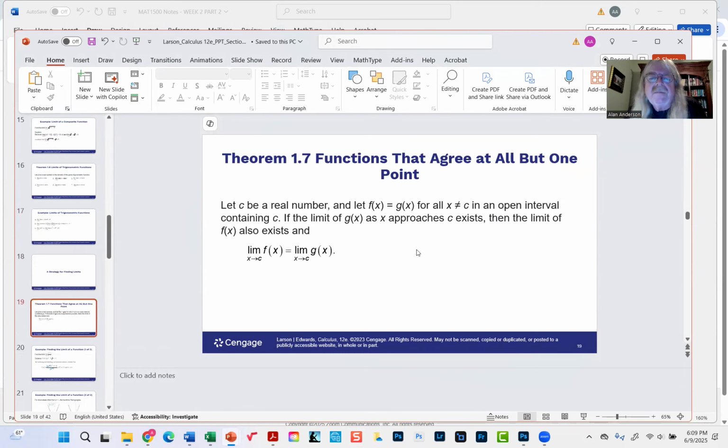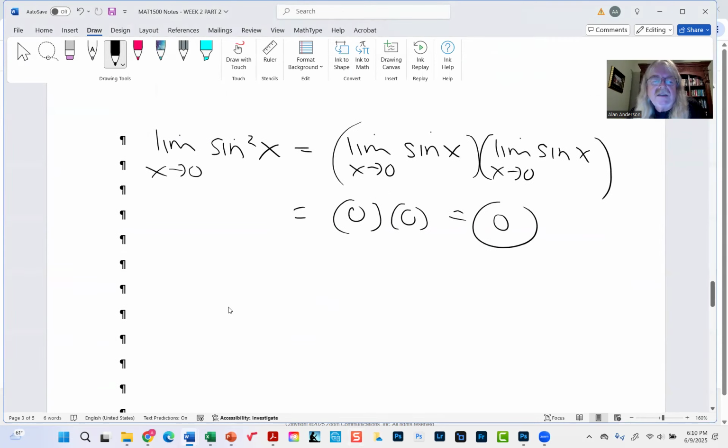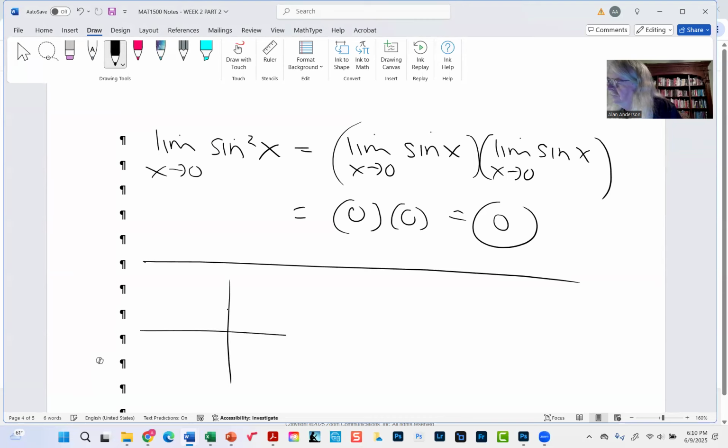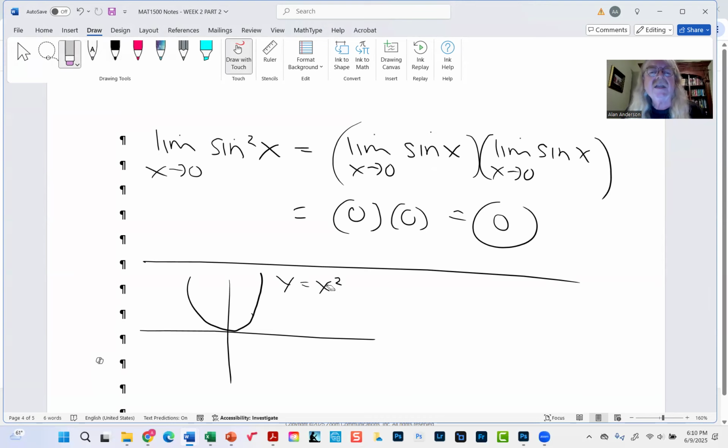Okay, great. Now, the strategy for finding limits. So imagine a situation where you have two functions that are identical in every way except for a single point. Okay, so let's go with y equals x squared. Actually, let me call this f of x. We can tell them apart. f of x is x squared.